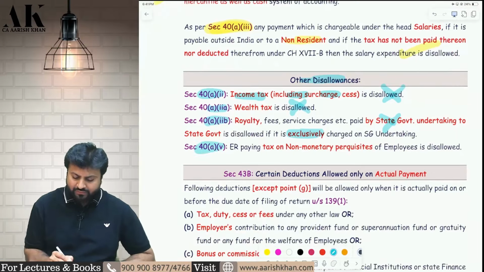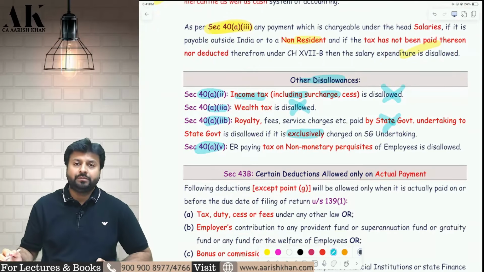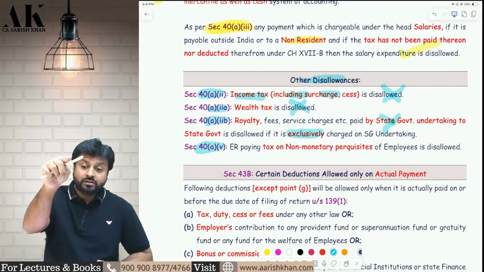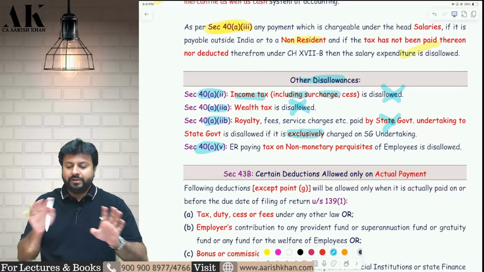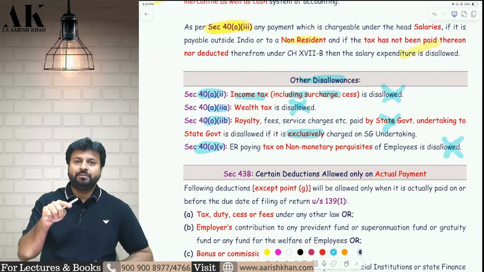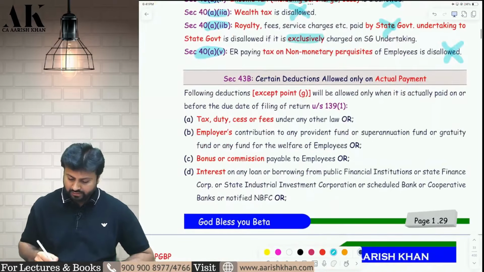Last but not least, 45. If an employer is paying non-monetary tax on non-monetary perquisites of the employee, say I am an employer and you are my employee, and I am paying tax on the non-monetary perquisites of my employee, then that expenditure will be disallowed in my hands. It will not be allowed as a deduction to me. That tax, whatever I am paying on behalf of you, will be disallowed in my hands. Okay, I hope it is clear to all of you.